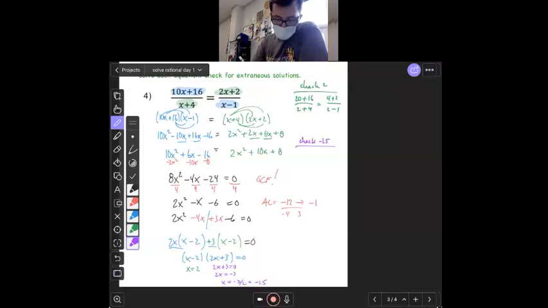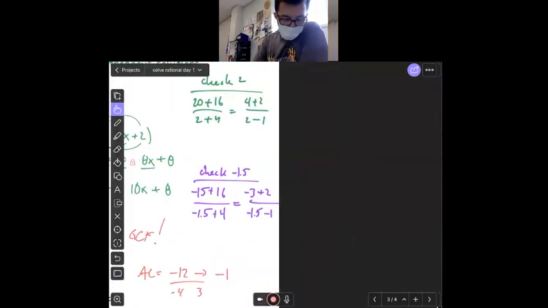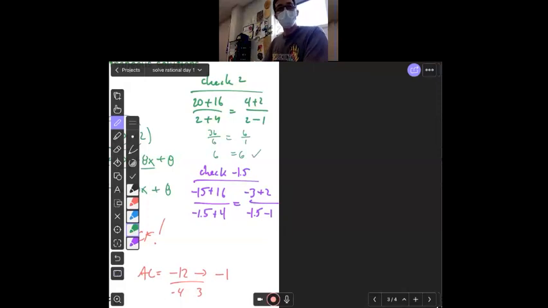10 times 1.5 would be 15, so that's going to be negative 15 plus 16. And negative 1.5 plus 4. And 2 times 1.5 would be 3, so that'd be negative 3 plus 2, and negative 1.5 minus 1. Of course, 20 plus 16 is 36 over 6, which equals 6. And over here I get 6 over 1, which of course is 6. So 2 works nicely.